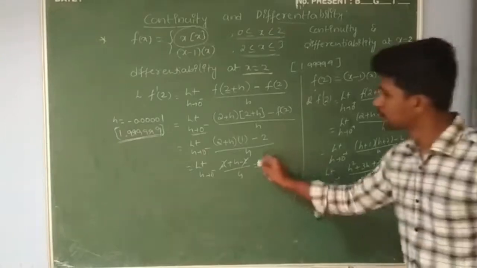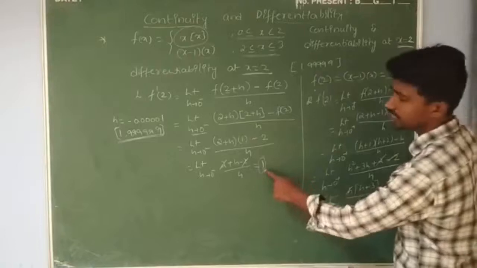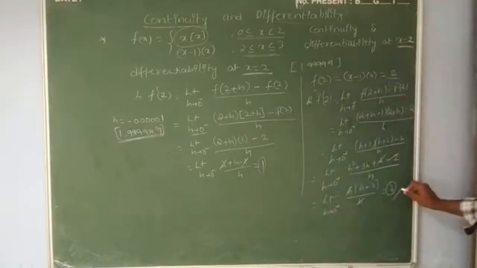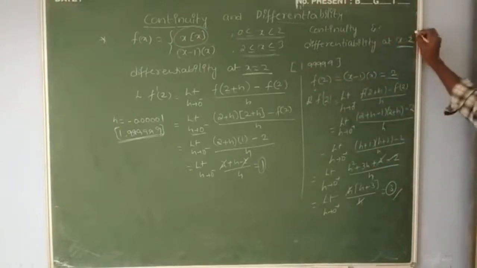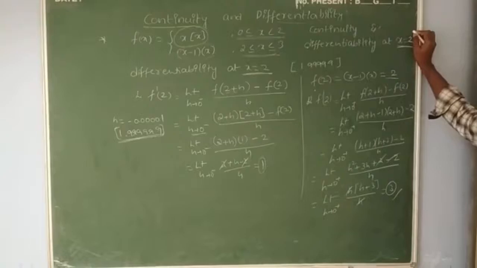So observe, the left limit I got as 1, the right limit I got as 3. 1 is not equal to 3. The function is continuous at 2, but it is not differentiable at 2.